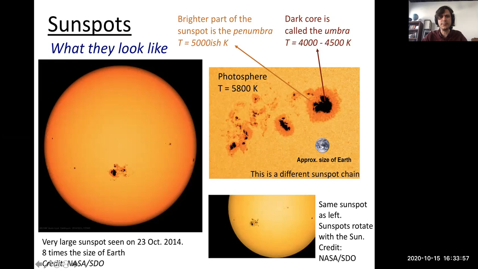You can see the dark umbra, you can see the penumbra, you can see some chains, you can see a pair. This is the same image that I've shown you already. And why are they dark? They're darker because they're cooler.